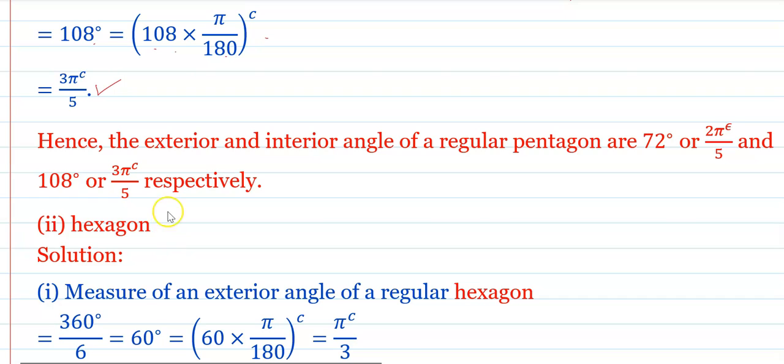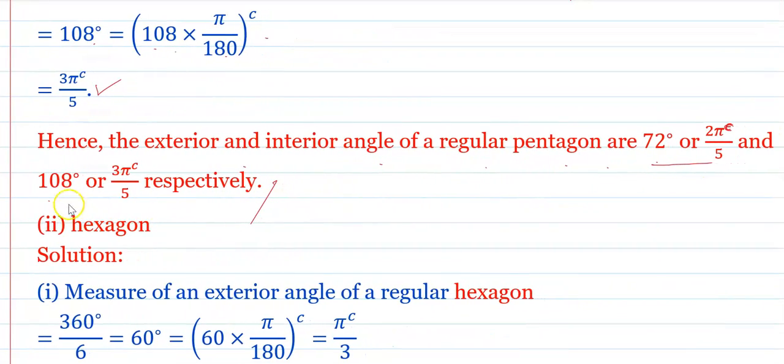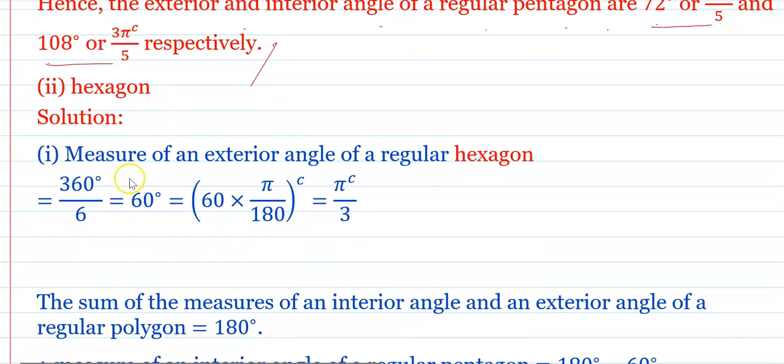And hence, the exterior and the interior angles of a regular pentagon are 72 degrees or 2 pi by 5 radian, and 108 or 3 pi by 5 radian respectively. First is the exterior angle and this is the interior angle. Now the next, hexagon.